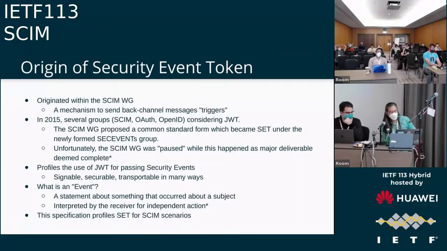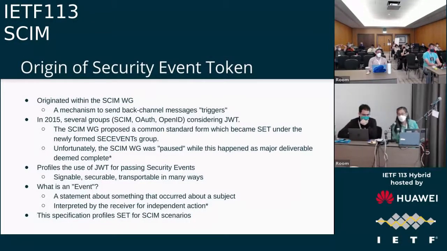Risk incident sharing groups work together on a common spec, which later became SET, or in the IETF, RFC 8417, under the working group SEC events. So why use JWTs? For a couple reasons. We wanted a JSON message format that could be signed and/or encrypted. We wanted a form that could be secured independently of the medium for transfer.